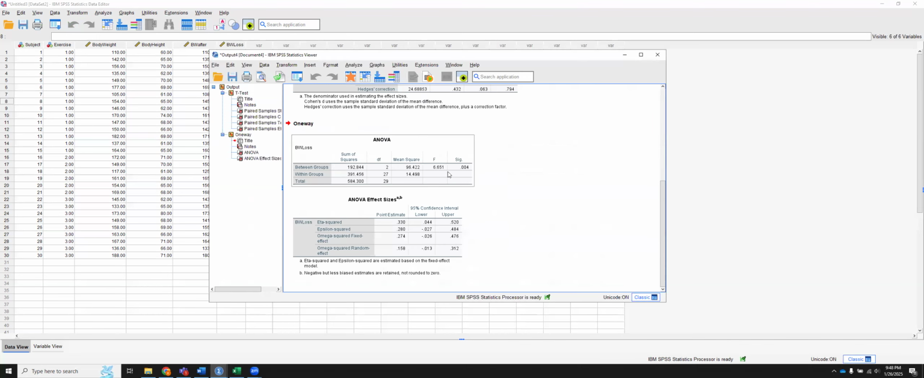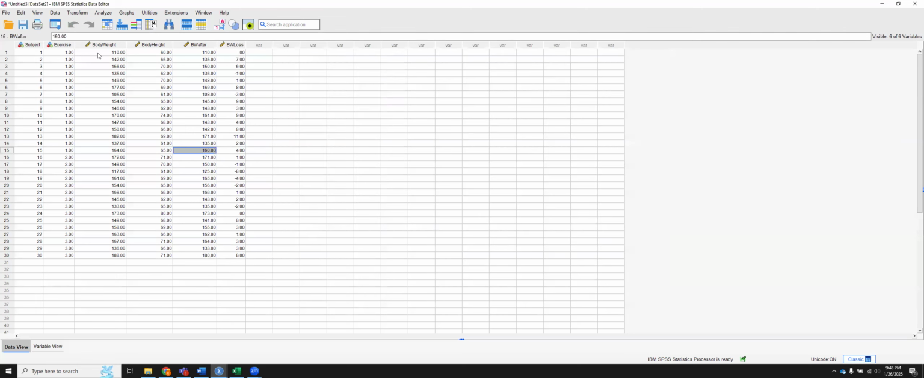Here we go. This is the ANOVA result. Then we need to look at the p-value over here. It is 0.004, so this tells us there are significant differences among the different exercise types. However, we don't know which two have a significant difference. Maybe 1 to 2, 2 to 3, and 3 to 1. We don't know which pair really has the significance.